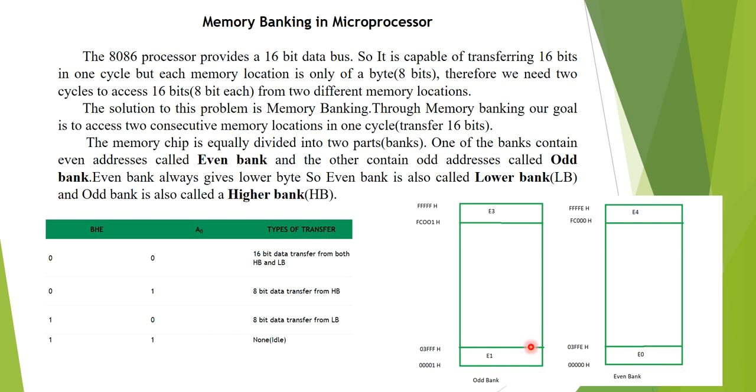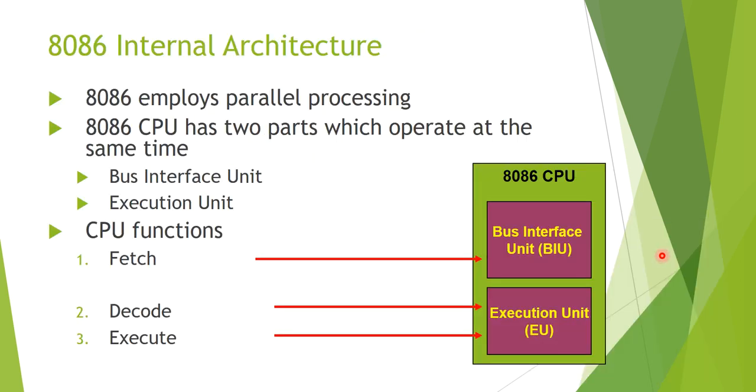We transfer the data from the higher bank when it is 0 1, that is, BHE bar is 0. When it is 1 0, we transfer the 8-bit data from the lower bank, that is the even bank. And if it is 1 1, that means we do not transfer the data from the memory. So this is how the microprocessor is capable of reading 16-bit data or 8-bit data in one cycle through the memory. Now in the next lecture we consider the internal architecture of the 8086 microprocessor.